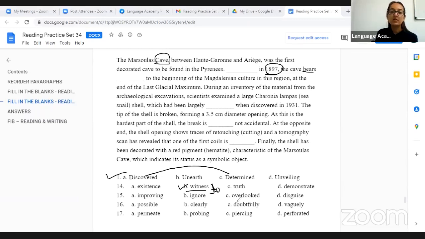So that is why we cannot put bear existence, bear truth, and bear demonstrate, because collocations are always at upper hand than the other options. If there is a collocation, we can never put any other word in that place.